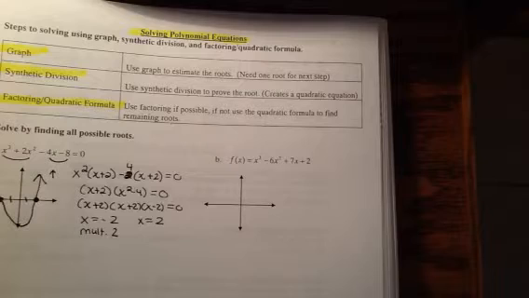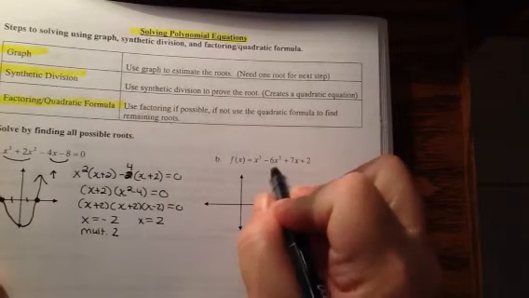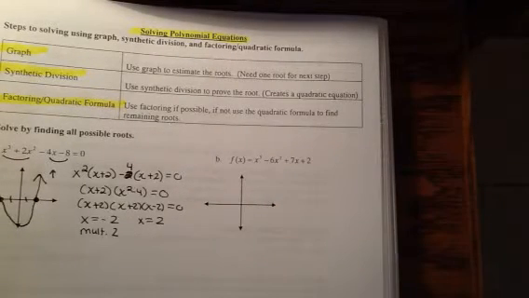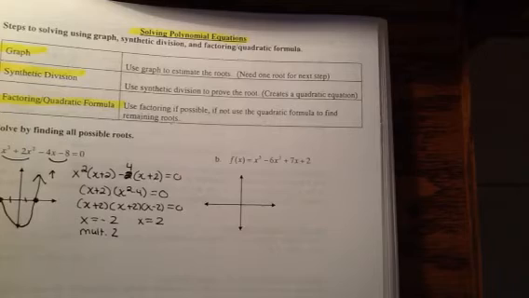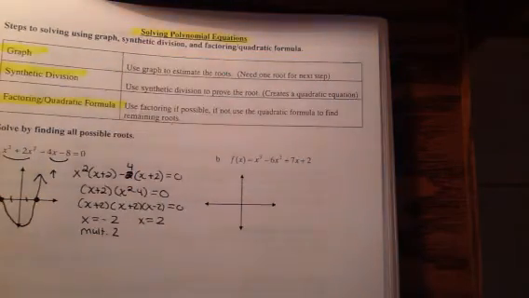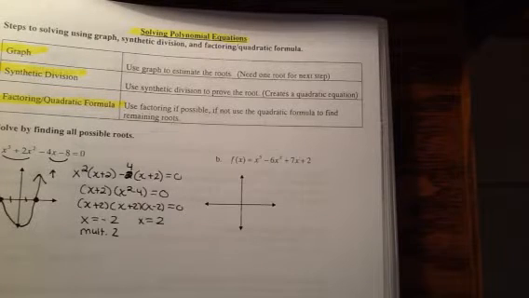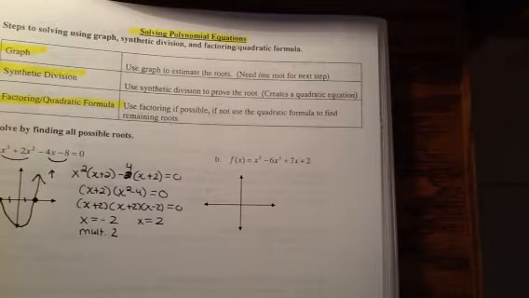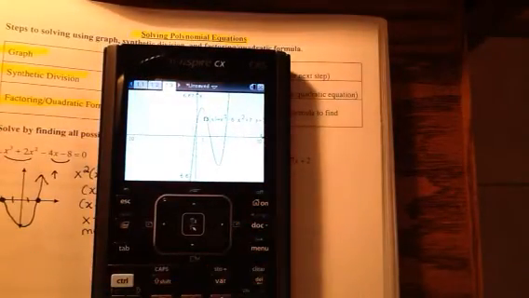The next one isn't as pretty because there's not much that I can pull out of these two that's going to make these two look the same. So what I'm going to do is I'm going to grab my calculator, and I'm going to grab a graph page, and I'm going to type that equation in. So I'm going to type x cubed minus 6x squared plus 7x plus 2. And you should get a graph that looks just like that.